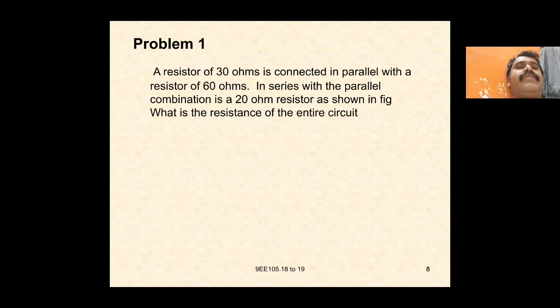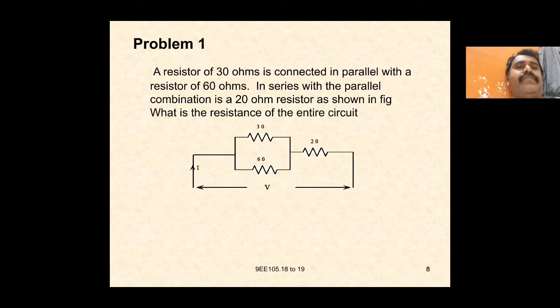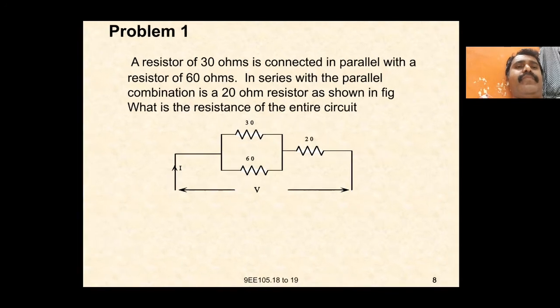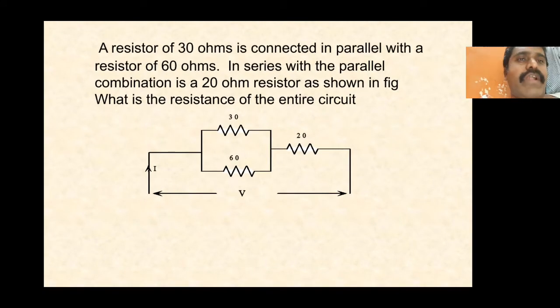Problem 1. A resistor of 30 ohms is connected in parallel with a resistor of 60 ohms. In series with the parallel combination is a 20 ohm resistor as shown in the figure. What is the resistance of the entire circuit? So here the two resistances, the 30 ohms and 60 ohms, are connected in parallel. The parallel combination comes in series with the 20 ohms resistance.